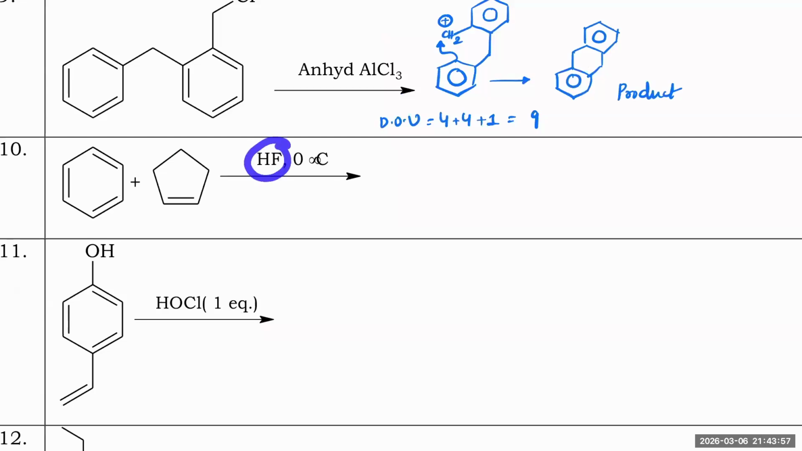Next, in the presence of H plus, you know that wherever there is a pi bond, H plus will get added and a positive charge will come, following Markovnikov rule. Well, here there is nothing to follow because it is a uniform double bond. Then benzene will attack on it. Hence, we will get benzene connected with a 5-membered ring like this. That is the final product.